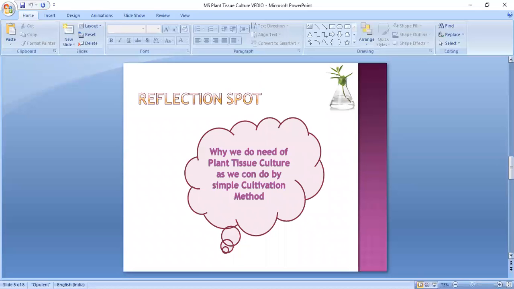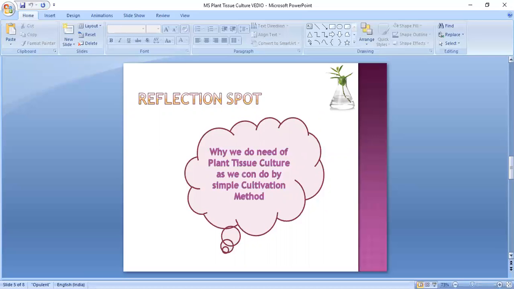The reflection spot. Reflection spot means: why do we need plant tissue culture, as we can do simple cultivation? Every plant can be cultivated through the field method, that is a cultivation method. Why do we need that? There are so many advantages over that cultivation technique, as we discussed in this class.